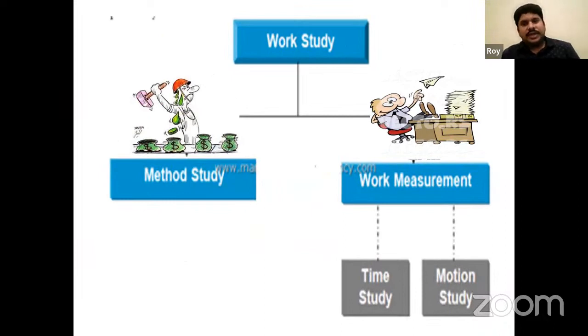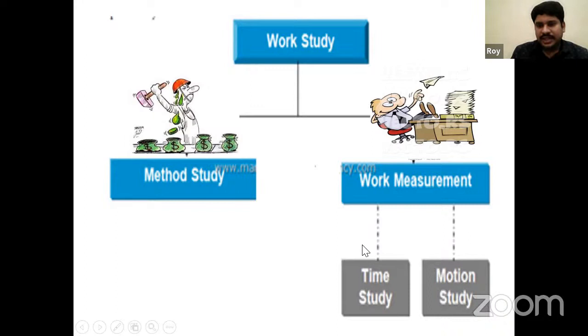Now, this work study is divided into two things: method study and work measurement. This is important, no? Just remember, work study is divided into method study and work measurement. In method study, what type of method you will use is the question. You need to study that particular method, and you need to measure the work.